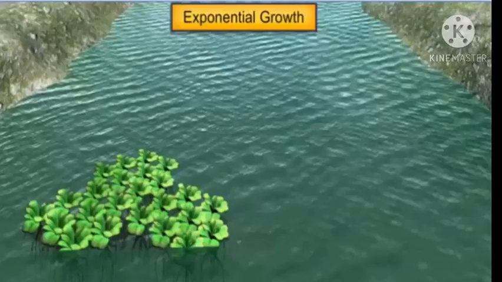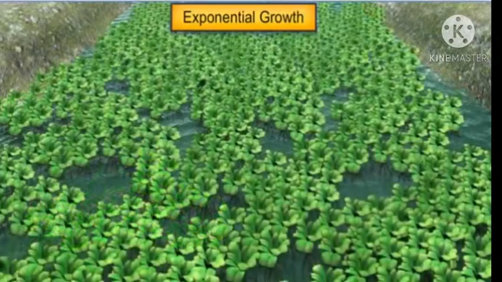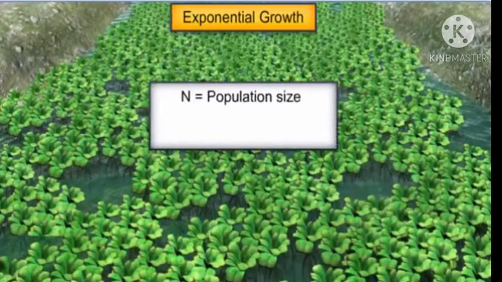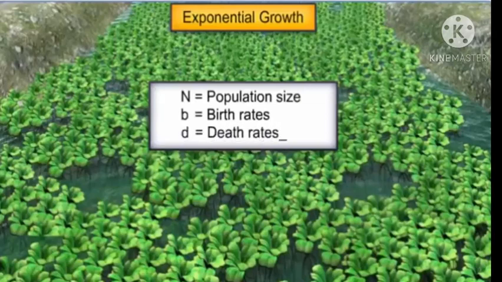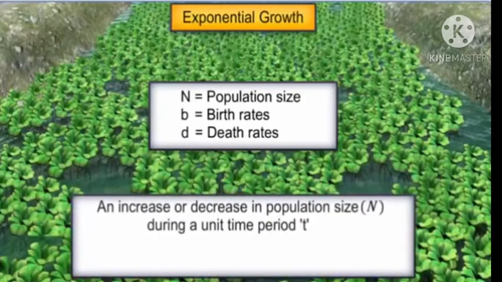Let's take the example of the pistia plant. When it is introduced in a water body, due to unlimited food and space, these plants grow exponentially and cover the entire water body in a matter of a few days. Considering the population size as N, birth rates as B, and death rates as D, the increase or decrease in population size during a unit time period T is as shown.